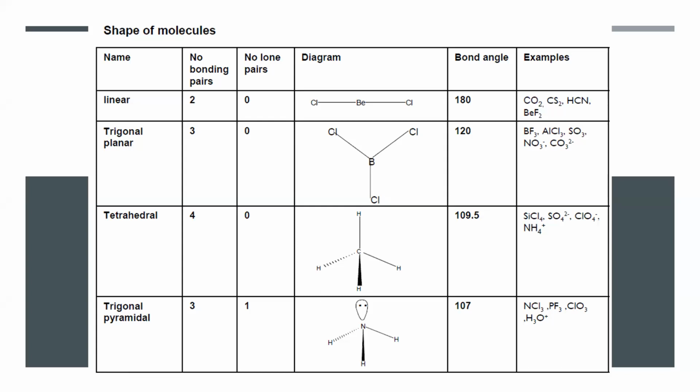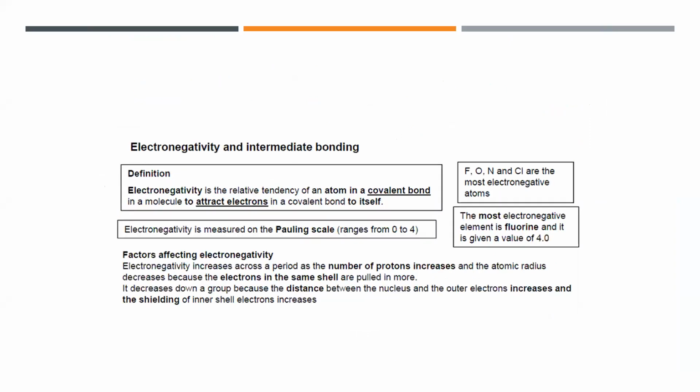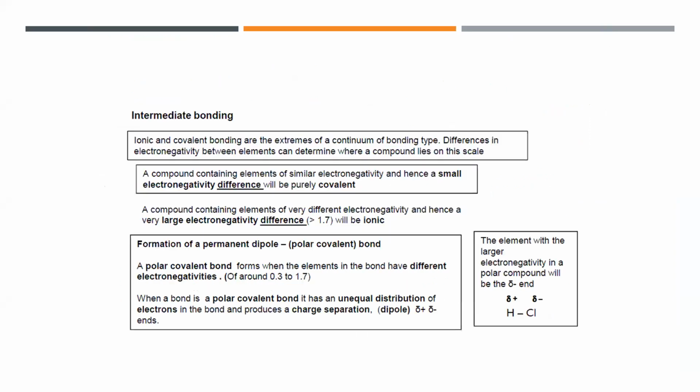It can be linear, trigonal planar, tetrahedral, trigonal pyramidal, trigonal bipyramidal, bent, or octahedral. So it depends on the number of bond pairs and the number of lone pairs. And then electronegativity is the tendency of an atom to attract the shared pair of electrons. And the covalent bond can be polar or non-polar depending on the difference in electronegativity.